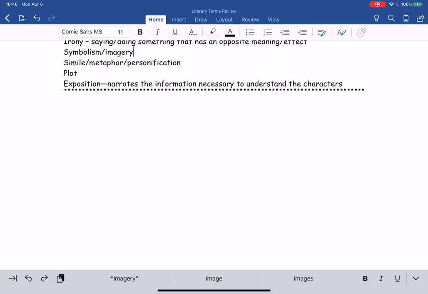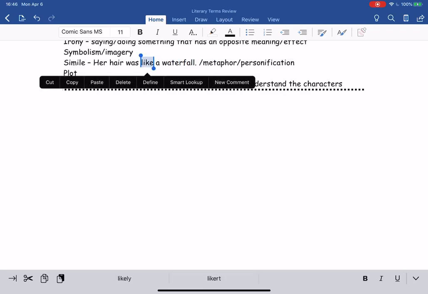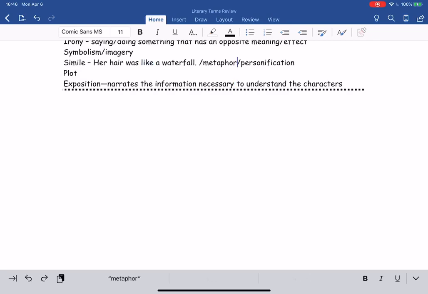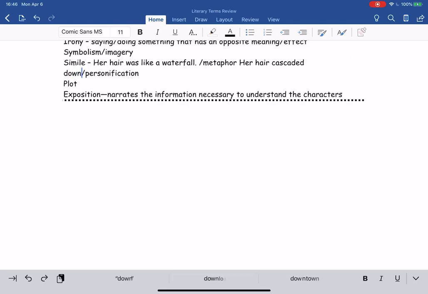So, for example, in a simile, I might say something like this. Her hair was like a waterfall. So here I'm using the word like to compare hair and waterfall. That's a simile. For a metaphor, I might say something like her hair cascaded down her back in waves. So I'm not using like or as, but I'm still comparing hair to water-like qualities, cascade, waves. So it's also a comparison, just not as direct of a comparison.